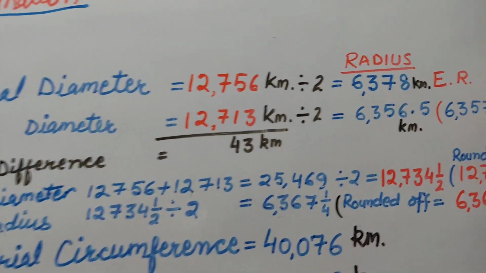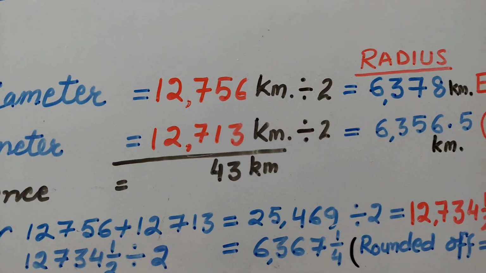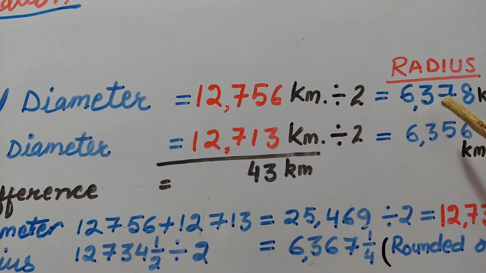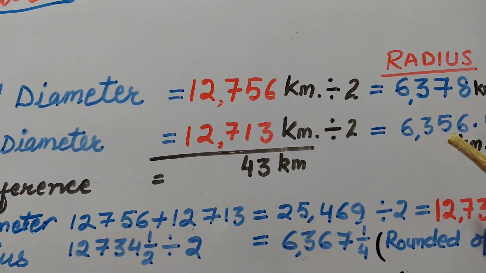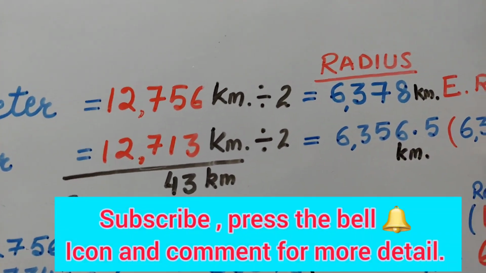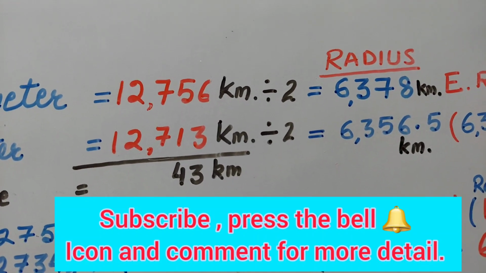But the question always arises: what is the equatorial radius? It is 6,378 kilometers. And what is the polar radius? It is 6,357 kilometers, rounded off.